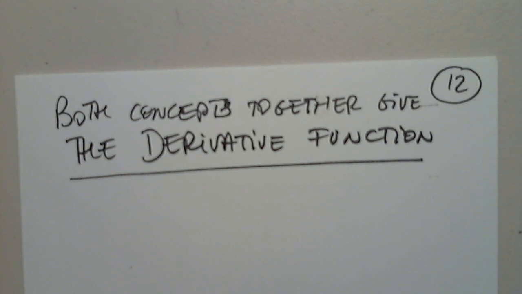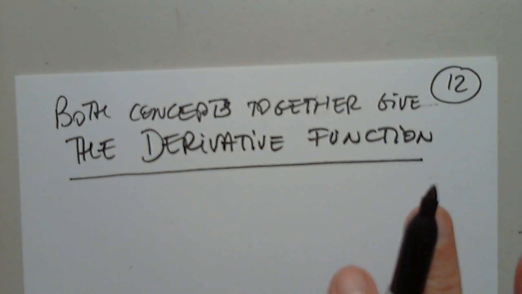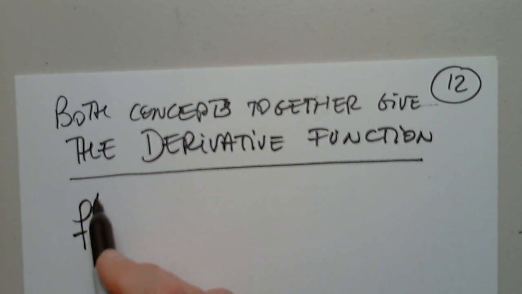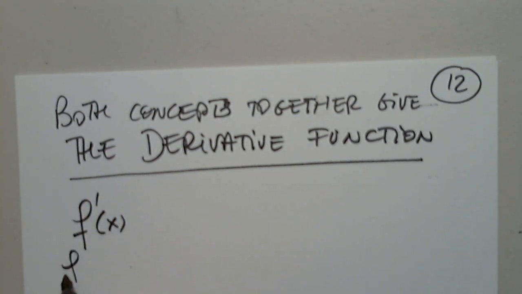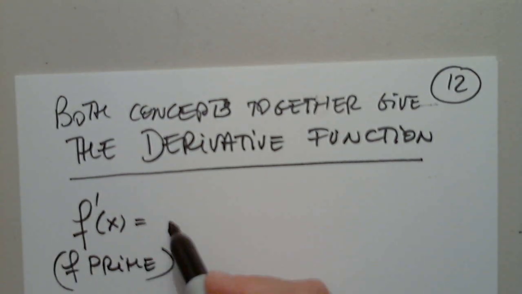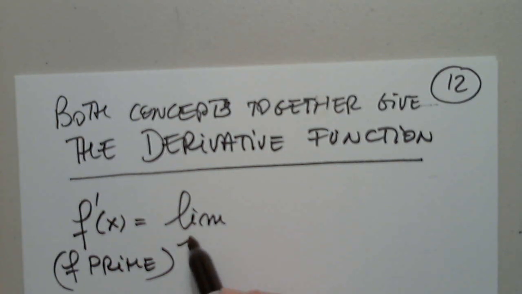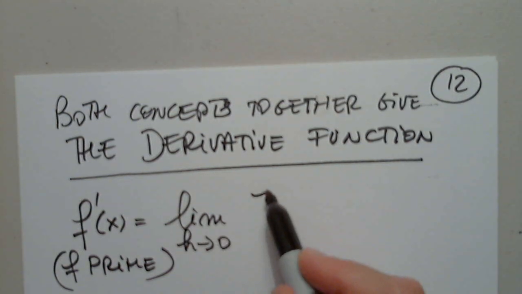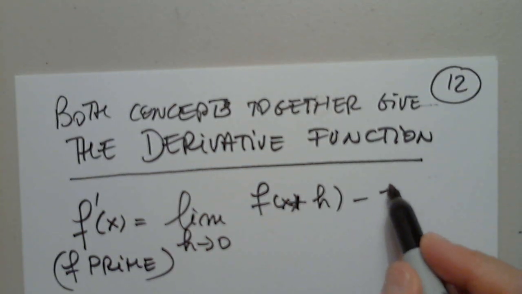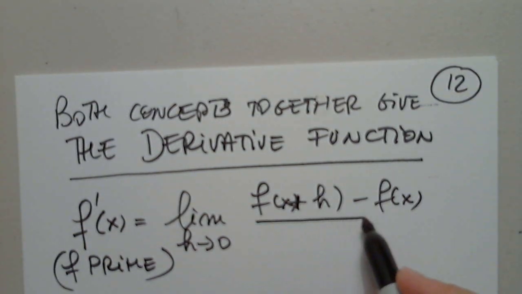And you can say, what is that? What does it mean? What are you trying to do? I will explain everything, but let me write it first. So f prime, we read this f prime, is the limit as h approaches 0 of f of x plus h minus f of x, divided by h.